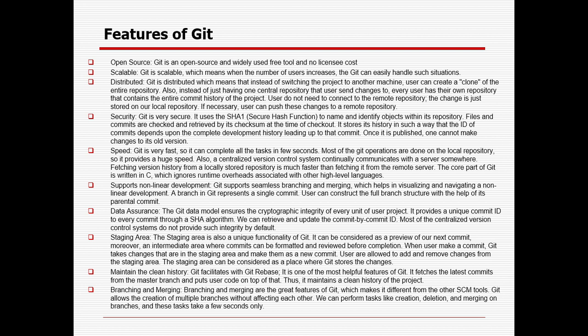Thus, it maintains a clean history of the project. Branching and merging, I already mentioned. Branching and merging are great features of Git, which makes it different from the other SCM tool, software configuration management tool. Git allows the creation of multiple branches without affecting each other. We can perform tasks like creation, deletion, and merging on branches, and these tasks take only a few seconds.